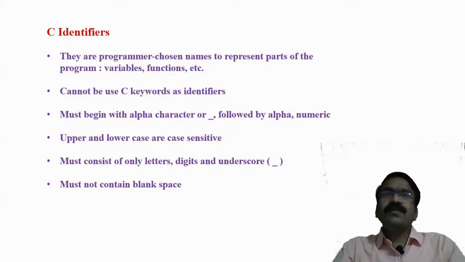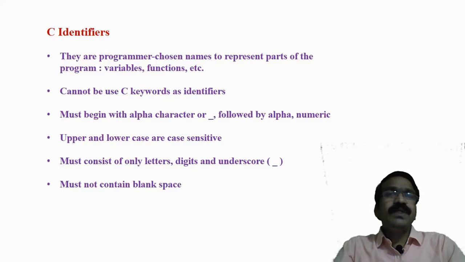Then we will see about the identifiers used in C. They are programmer-chosen names to represent parts of the program, that is, names of variables or functions, as we use in general algebra. We use identifiers as variable names, and C keywords cannot be used as identifiers.